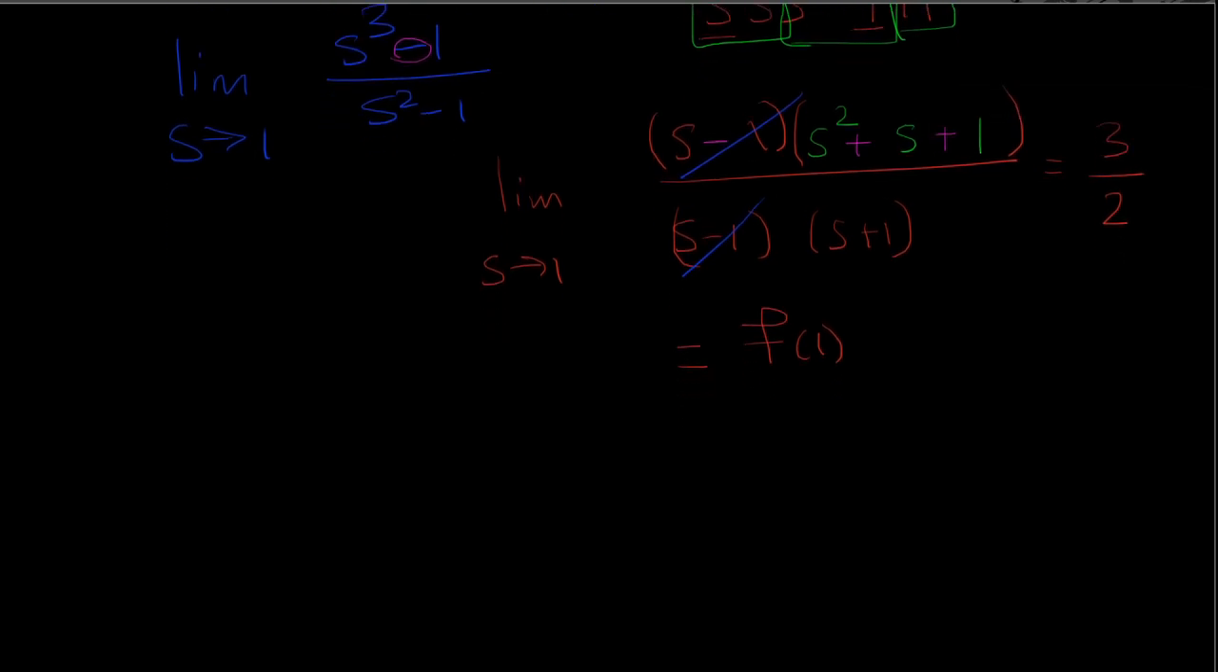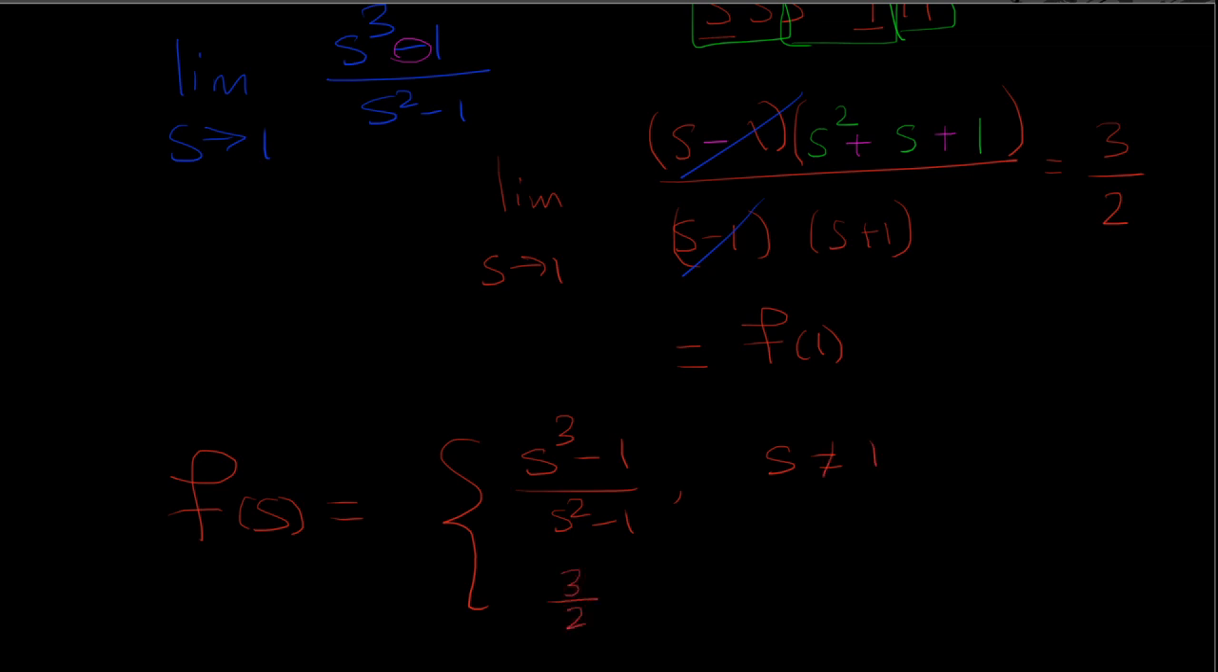So we're going to define f of s to be s cubed minus 1 over s squared minus 1 if s is not equal to 1. And we're going to set it equal to 3 halves when s is equal to 1. And now this piecewise function is going to be continuous at s equals 1. Okay.